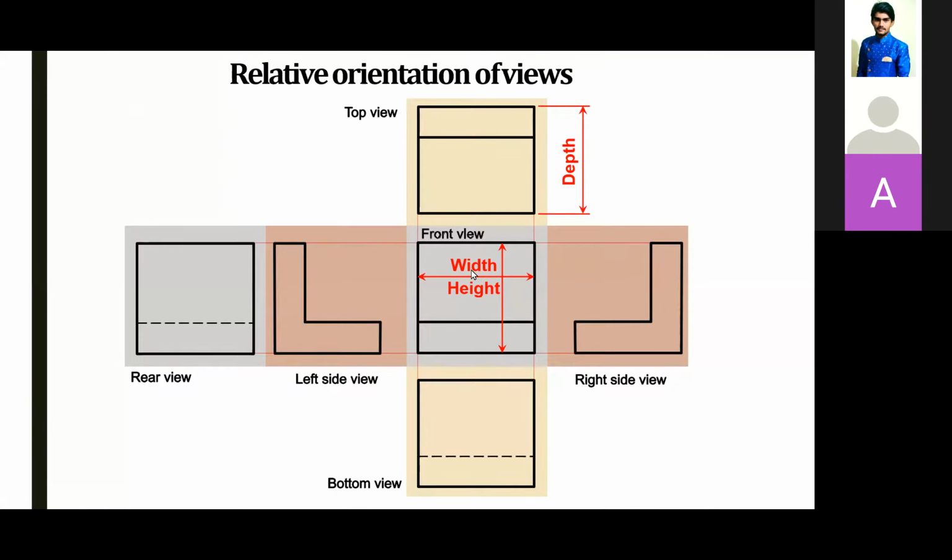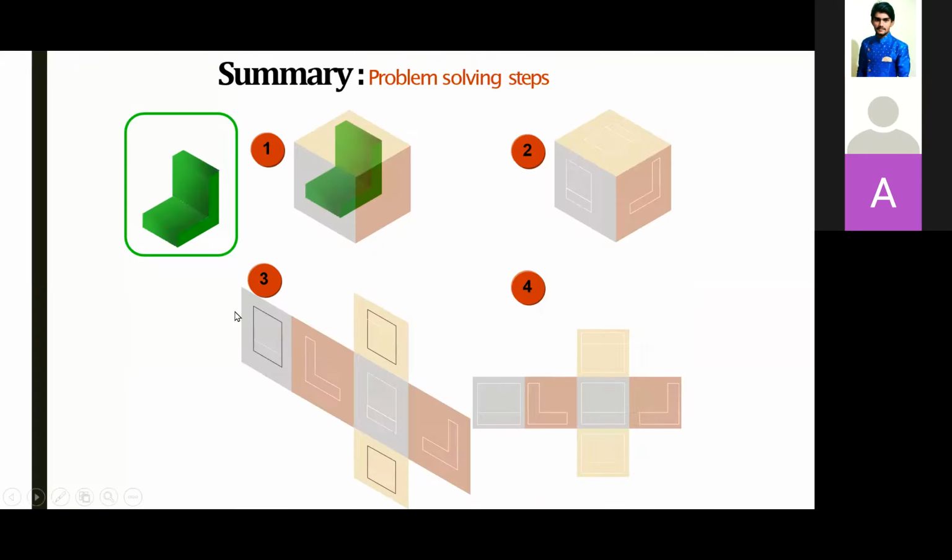So these are the relative orientation of views. This is the front view, this is the top view, bottom view, right side view, left side view. This is the rear view, that is back side view. If you are going to write all the views, you have to write in this orientation. So next, this is the problem solving method. So how you have to project the views.